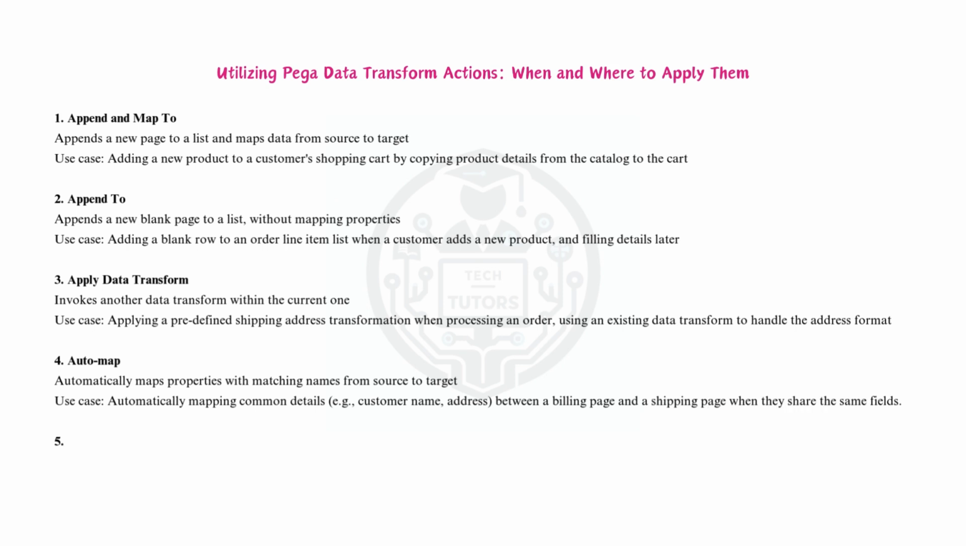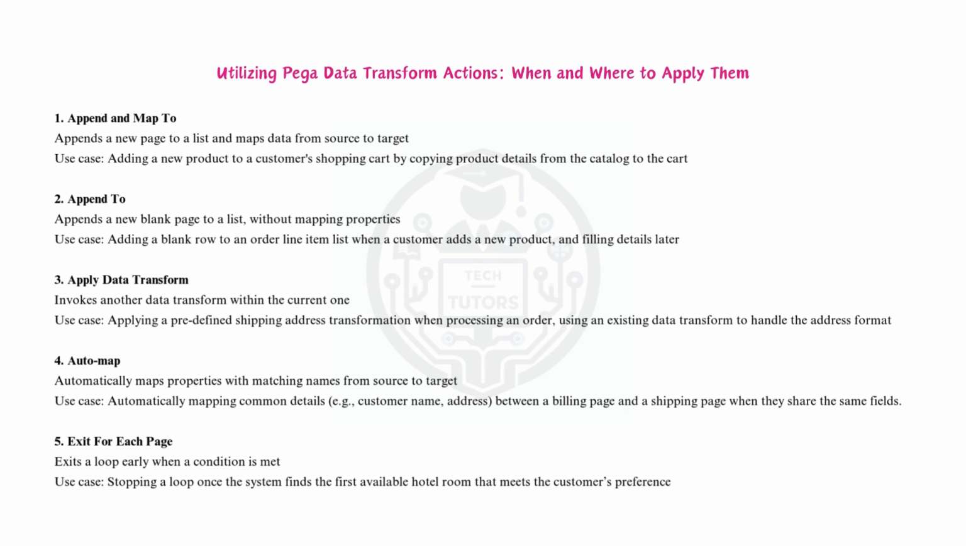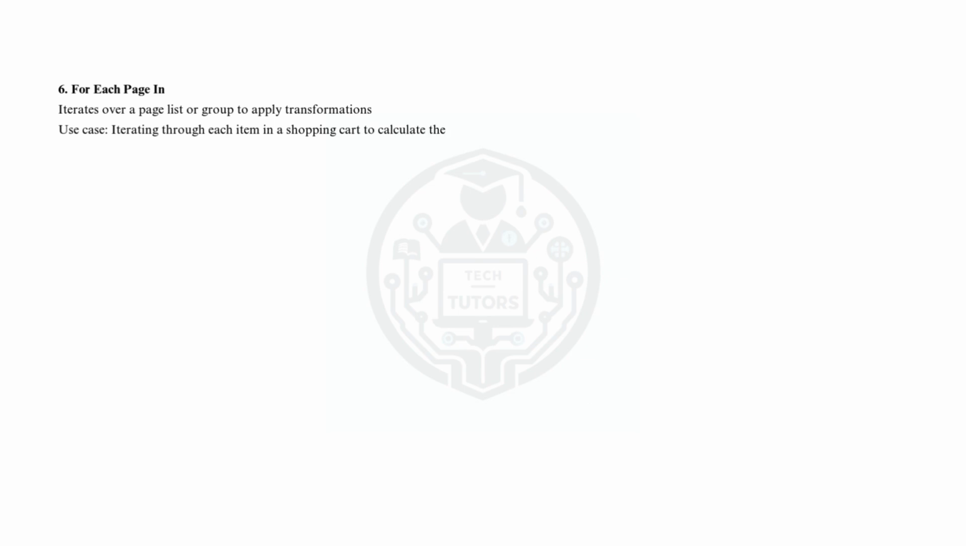Exit for each page is used within loops to exit early based on a condition. For example, if you're searching through hotel rooms to find one that meets customer preferences, you can use this action to stop once a suitable room is found. For each page in is a loop action that allows you to iterate through a page list or group. A typical use case is calculating the total price for items in a shopping cart, iterating through each item and summing the price.